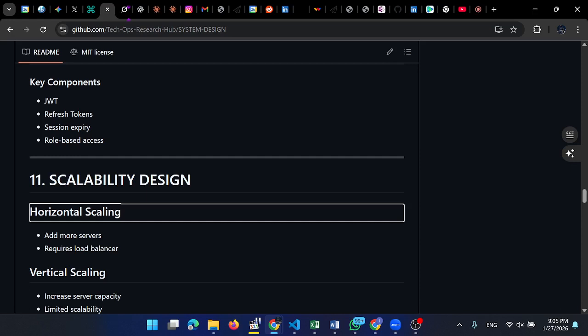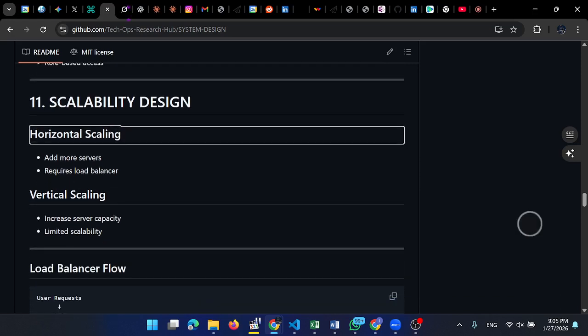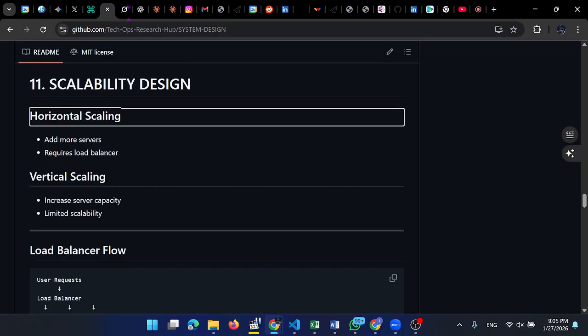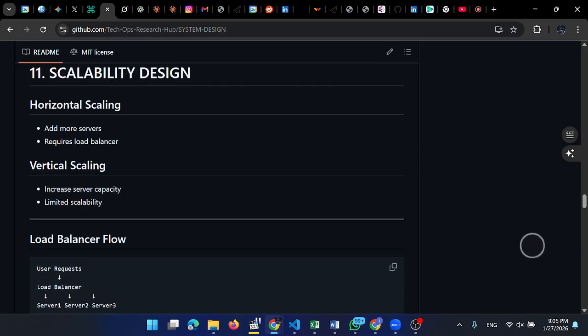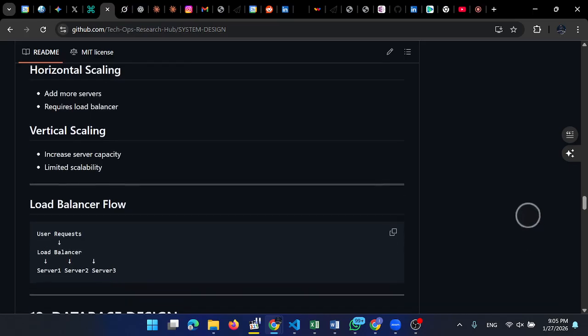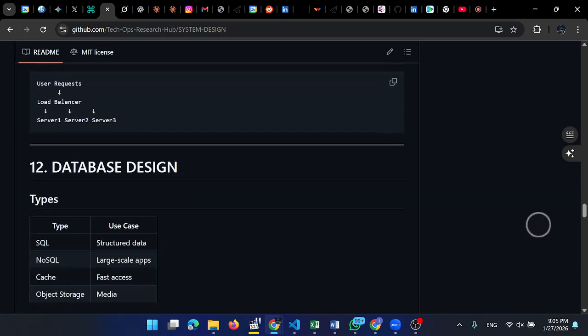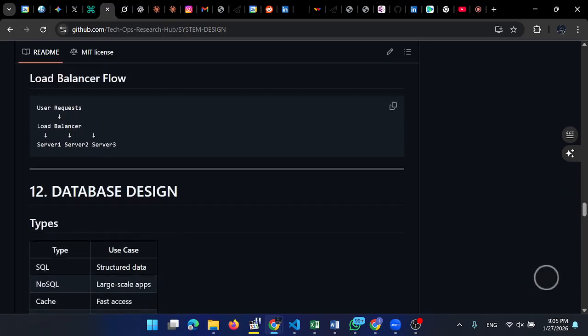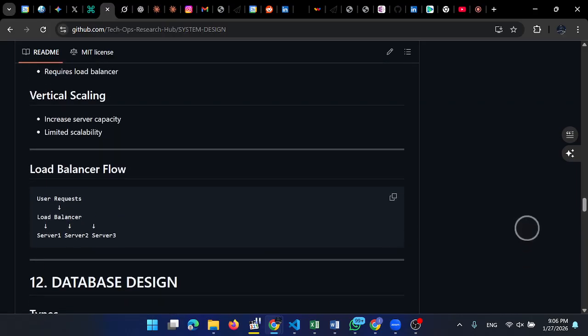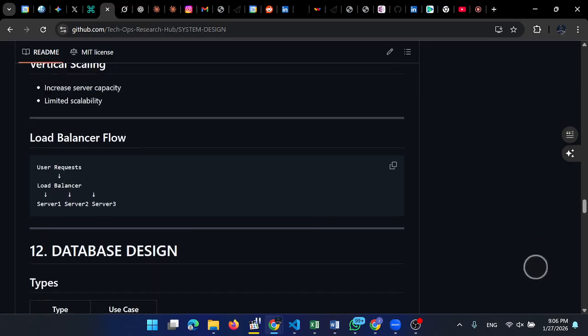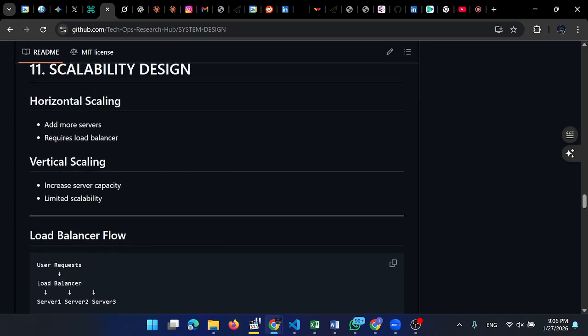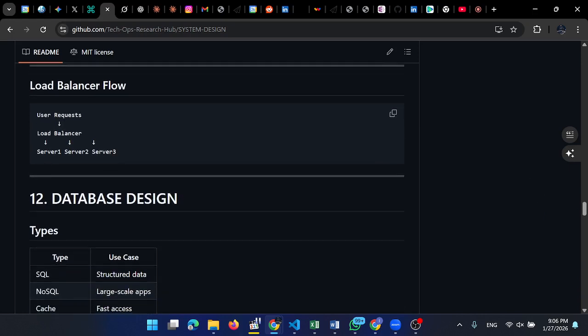Very important. There's also something very critical that we really need to talk about, and that is scalability design. So I think we've already talked about this. I don't know why I went back. We've looked at all this from horizontal scaling, vertical scaling, load balancer flow. Good, good, good. So when it comes to load balancer flow, I think we were at vertical scaling. So let's look at the load balancer flow. When it comes to the load balancer flow, we have the user requests.